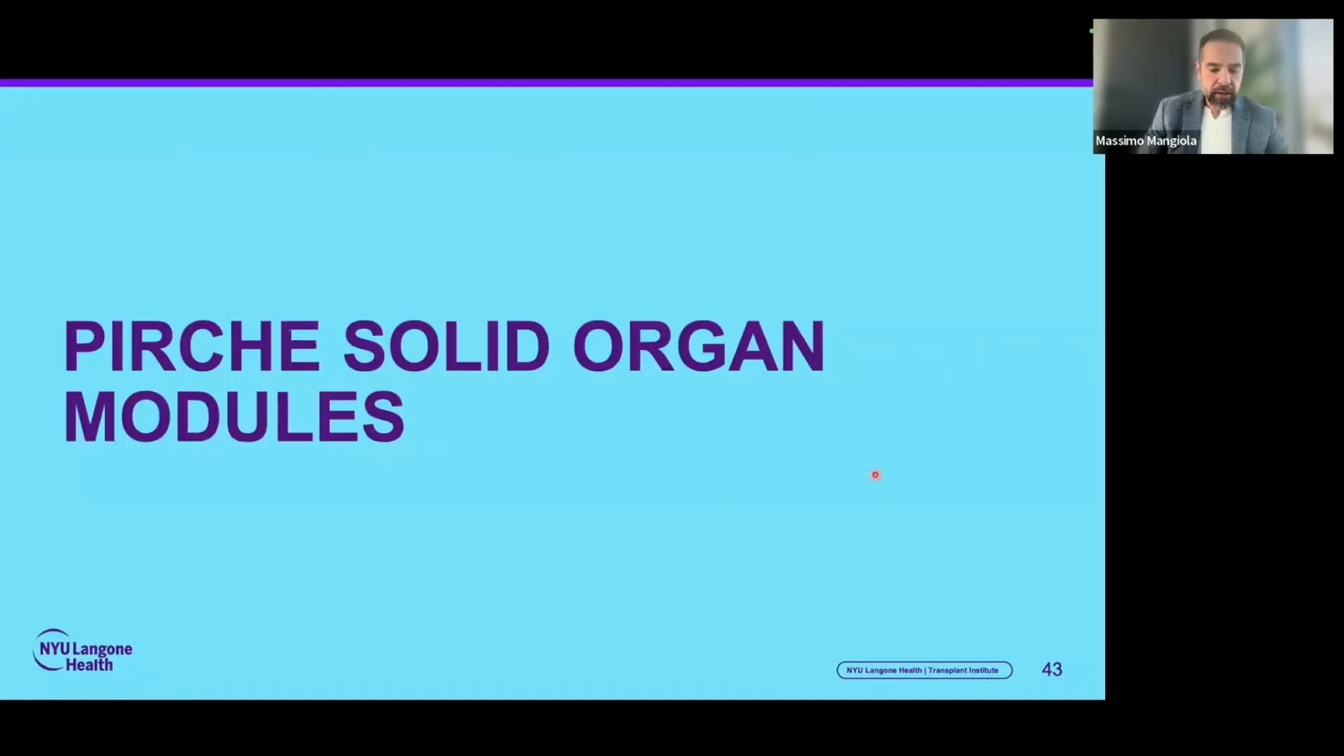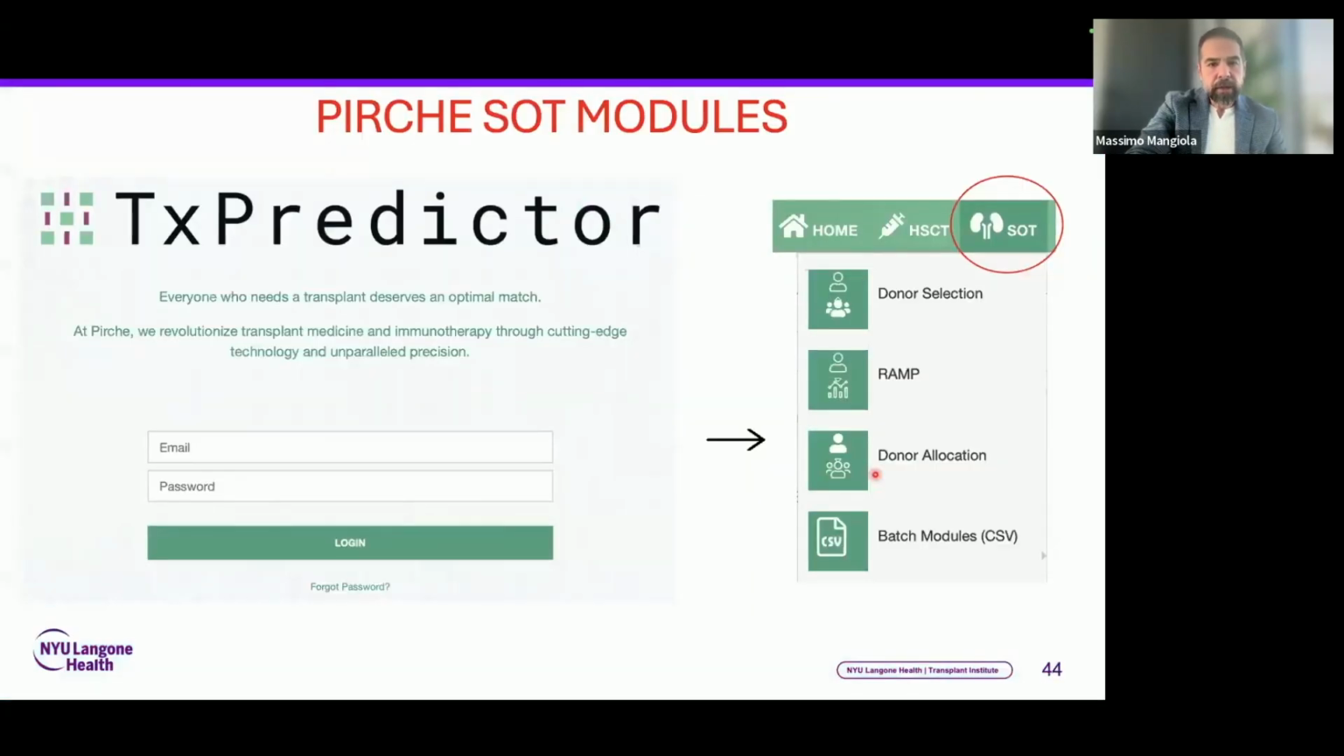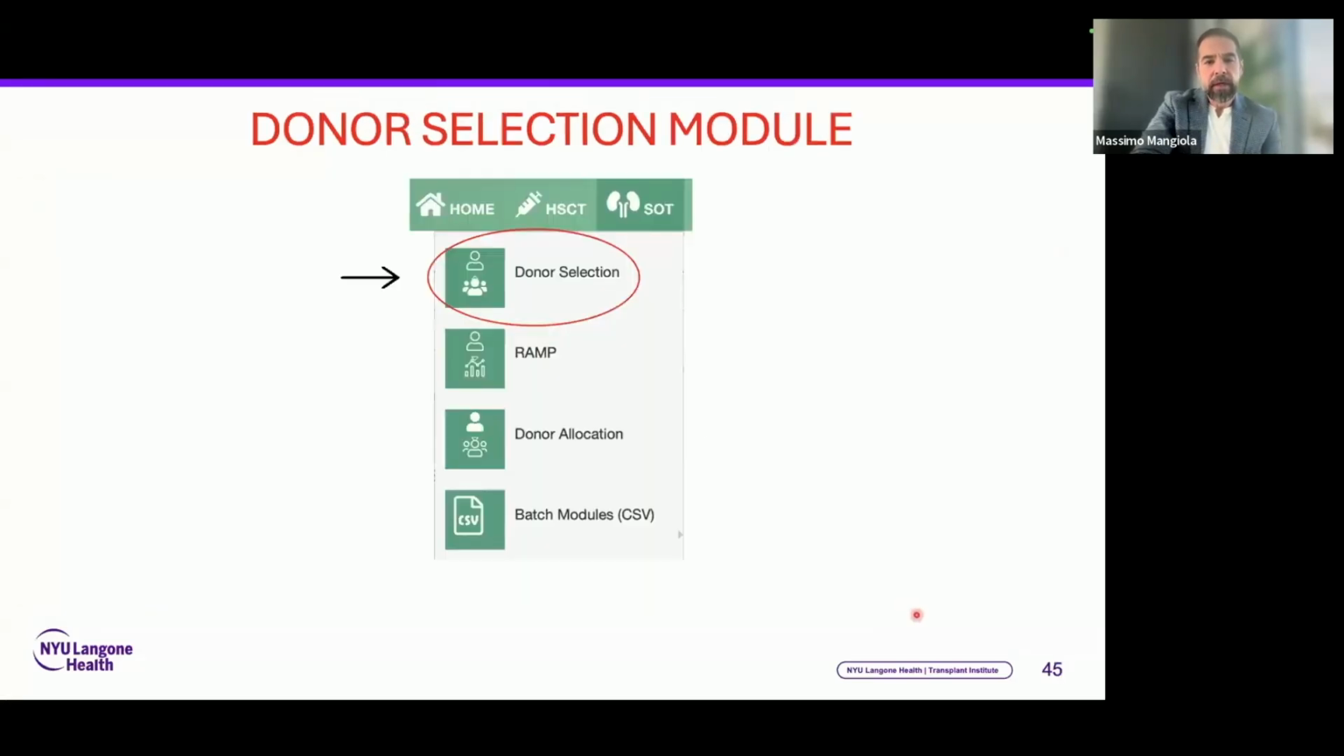All right, let's move into the modules of PIRCHE. After you log in to PIRCHE, on the top right corner you have that SOT clickable link. If you click on that, you see these four modules. We're going to go through them one by one to see what they do and what their utility is. Let's start with donor selection.